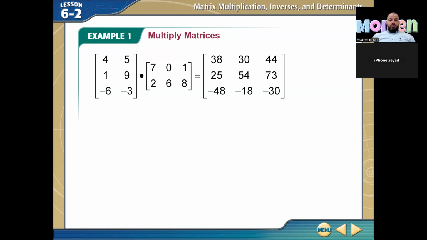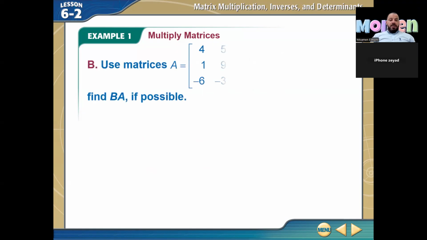Okay, we're going to the next example. We need to make the opposite. I need to get B multiplied by A. So first, is it possible or not possible? Ziad, answer just in the chat. Is it possible to perform this operation or not?